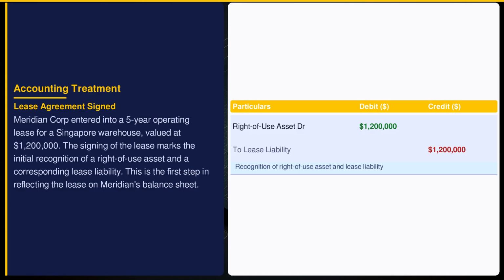When Meridian Corporation signs the lease, AASB 116 requires it to recognize a right-of-use asset and a lease liability. The asset represents the benefits of using the warehouse, while the liability mirrors the obligation to make lease payments. This significant shift ensures that leases are no longer hidden off the balance sheet, enhancing transparency.